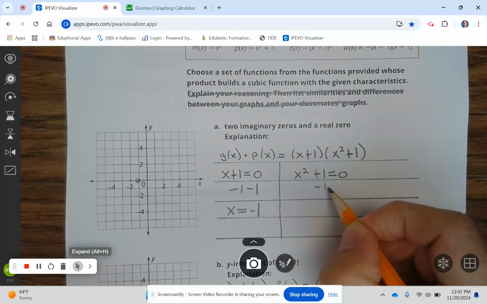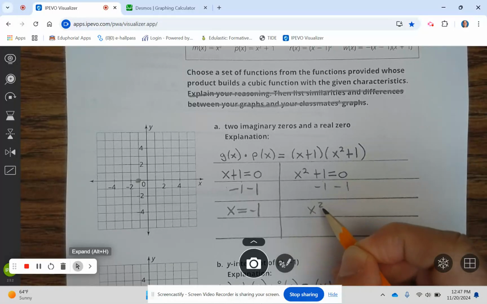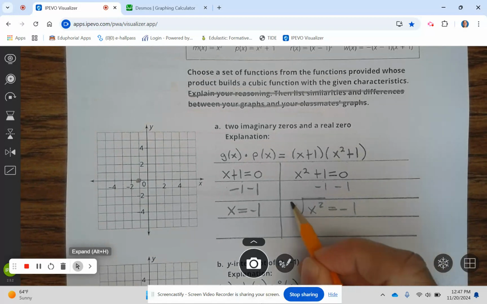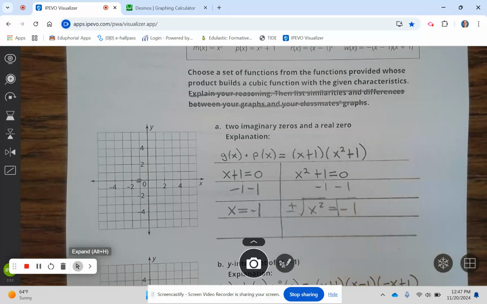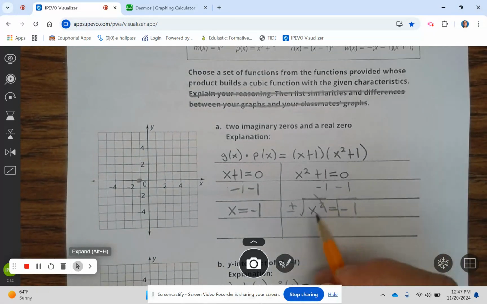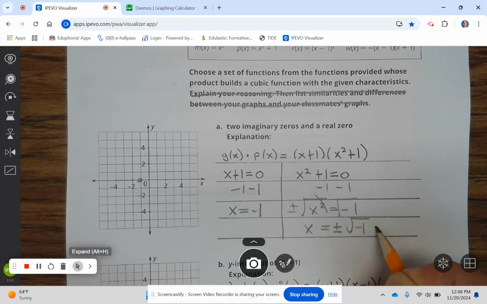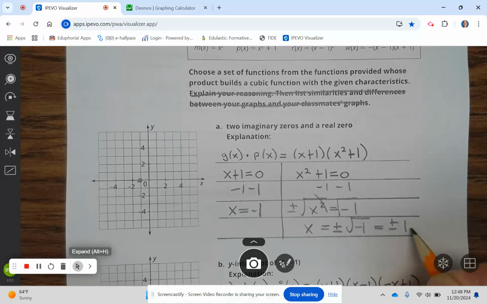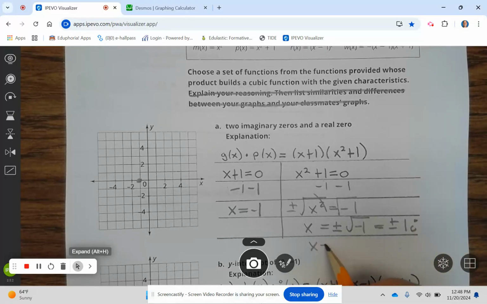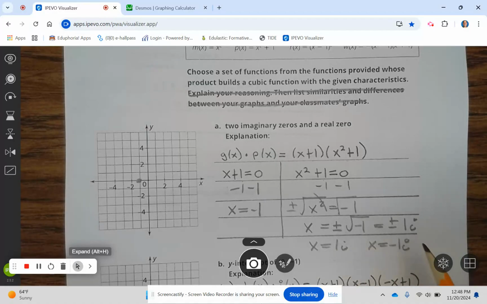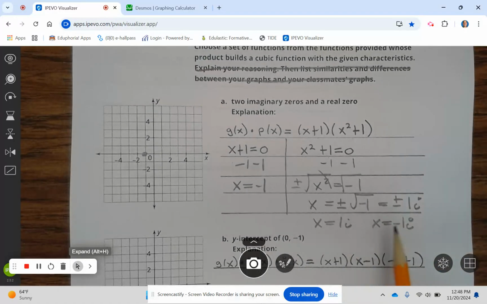Now we subtract 1 from both sides, you get x squared equals -1. Take the square root of both sides. Remember, square root is plus or minus. Square root cancels the square. You get x equals plus or minus the square root of -1, which equals plus or minus 1i. So x equals 1i and x equals -1i, which are your 2 imaginary zeros.